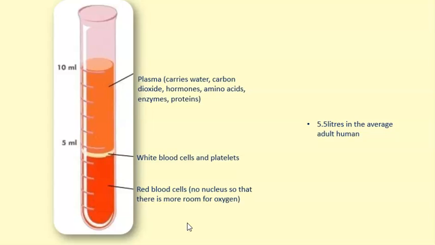I've also put on there that the average human has 5.5 litres of blood. So the average adult human, obviously children will have less. So if there's any of that you've missed, please go back a little bit and listen, but make sure you've written some notes and learn what each part of the blood does.